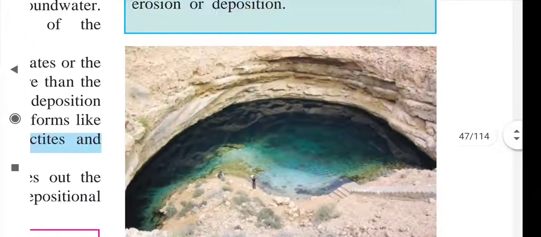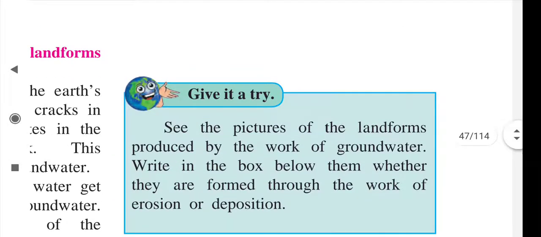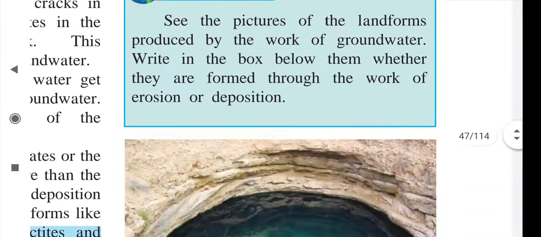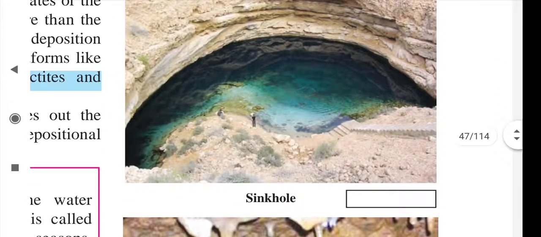Now we will see some pictures. See the pictures of the landforms produced by the work of groundwater. Write in the box below them whether they are formed through the work of erosion or deposition. Okay, here is given a sinkhole. Sinkholes are formed because of erosional work.